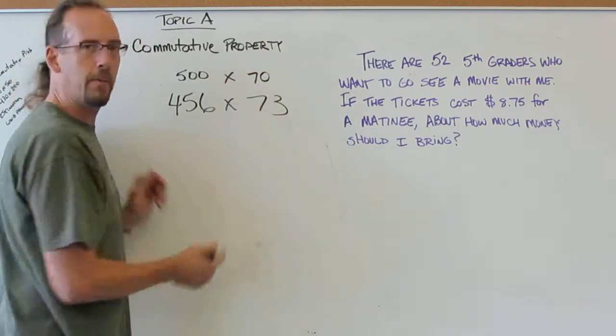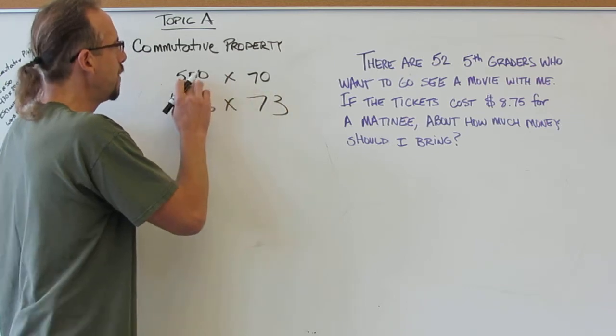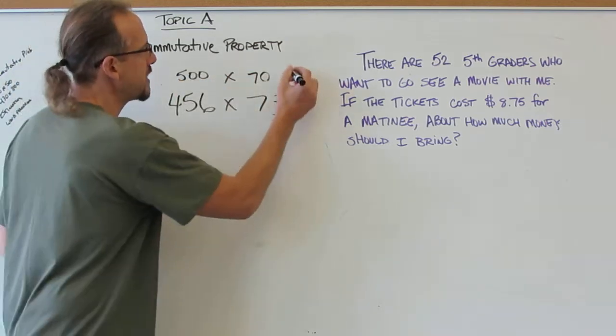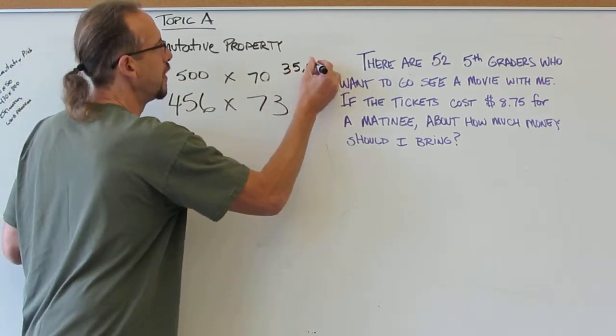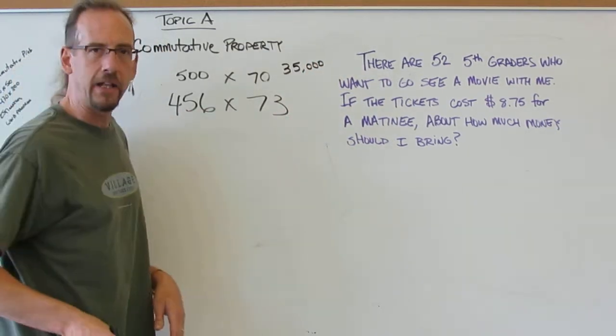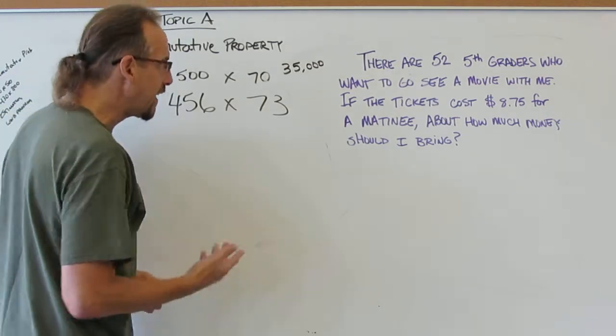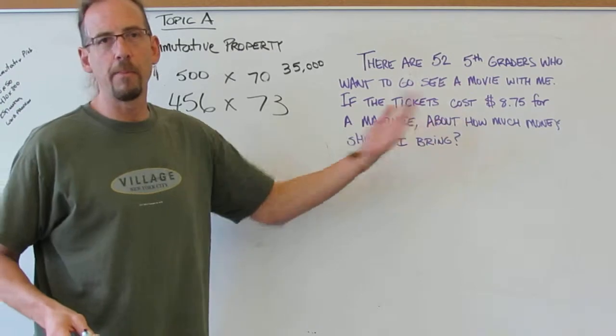And now we've got a problem like we just solved before. 5 times 7 is 35. Multiply by 10 three times, and we get an estimate of 35,000. And kids are going to practice that a lot to get used to being able to estimate large multiplication problems easily. Finally, we're going to go to these problems here.